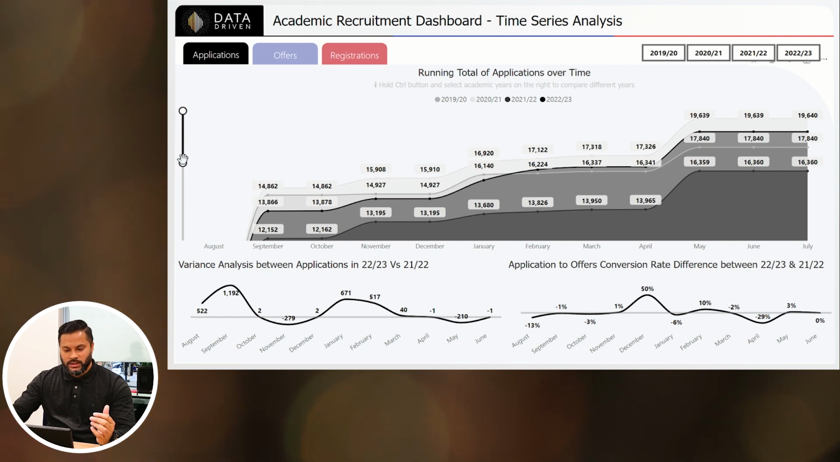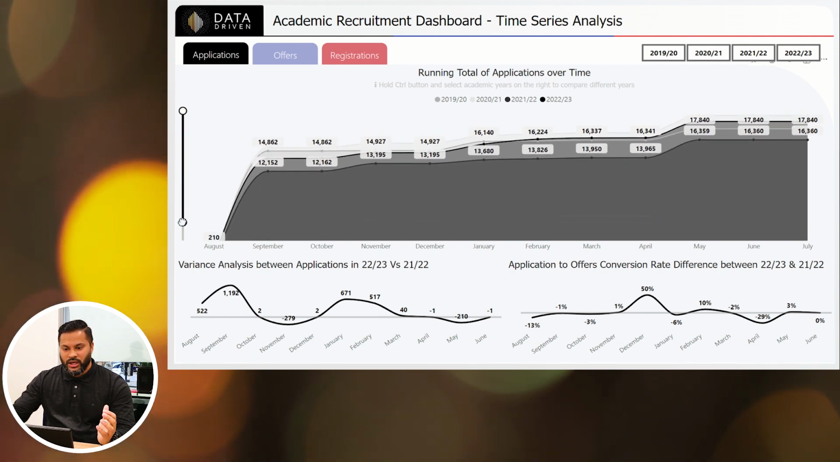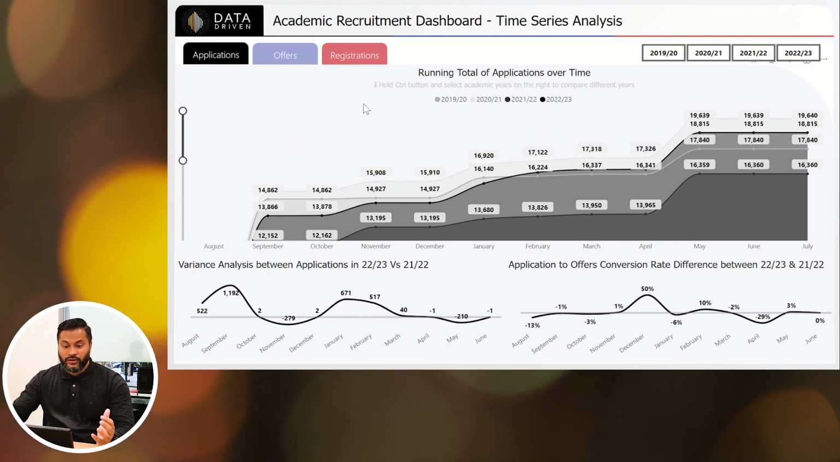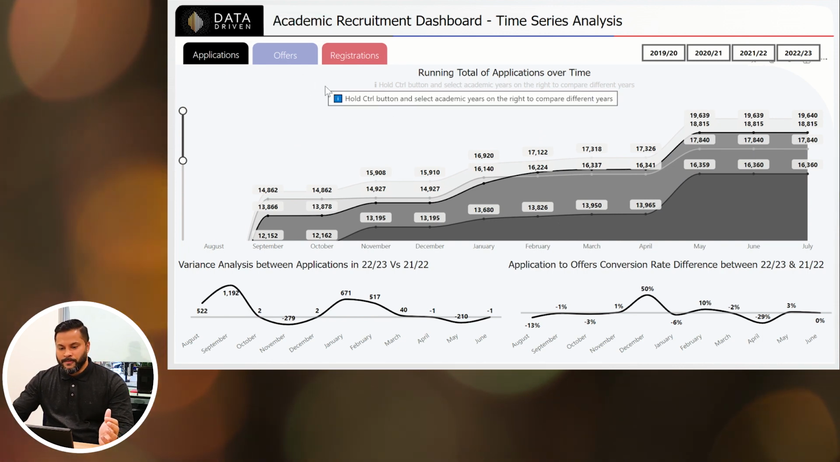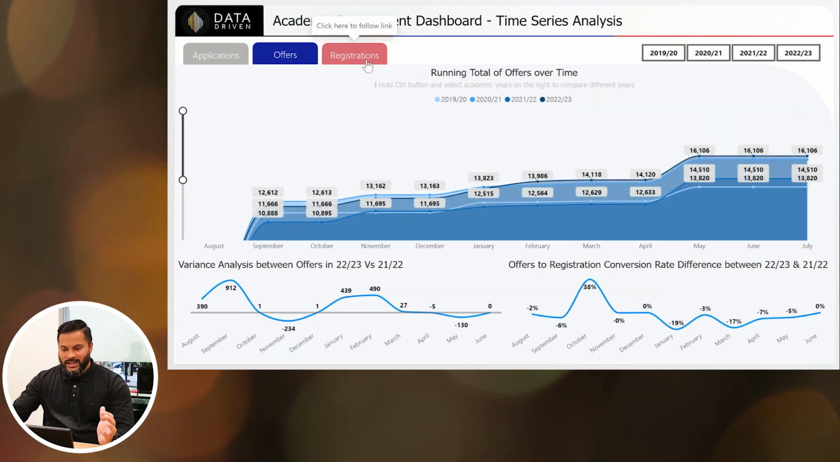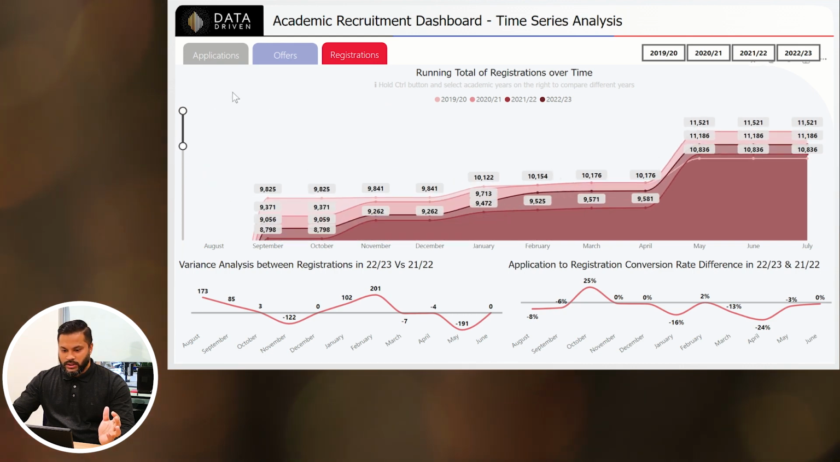of this process. The main chart consists of 4 lines. Each line represents an academic year, and it is also showing the running total of applications, offers and registrations over time. So this is cumulative. I've created tabs here so we can easily and seamlessly flick through each process.